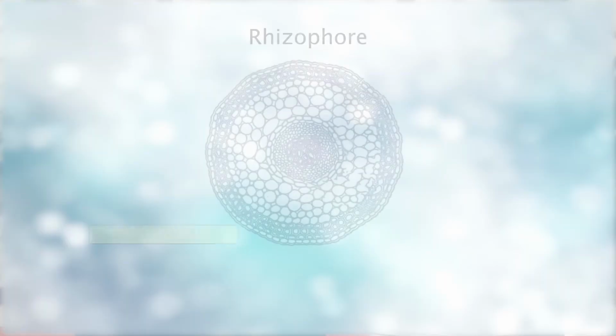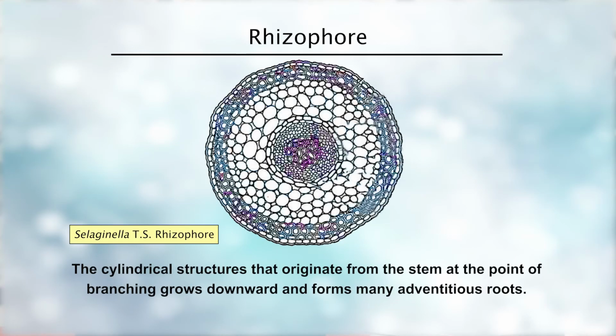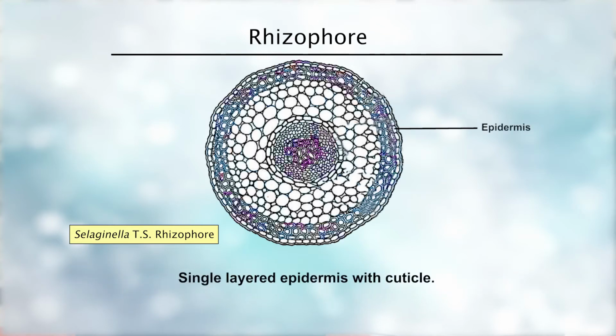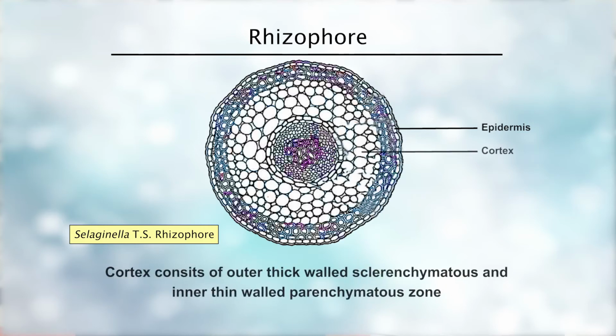At the beginning, I told you there is a specific structure found in this genus. This is known as the rhizophore. The rhizophore is a cylindrical structure that originates from the stem, and at the lower portion near the soil, some roots are formed. Here, it also has a single-layered epidermis followed by two cortex layers, one of sclerenchymatous cells and the other of parenchymatous cells. The rest is almost similar to what we have seen in the root.